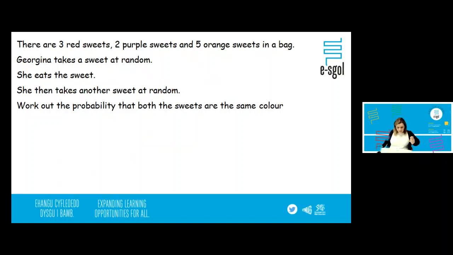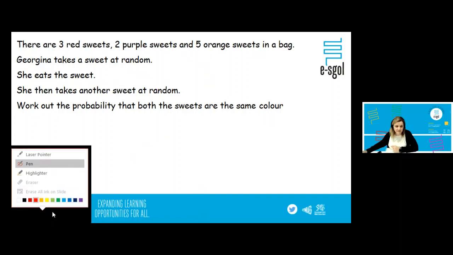Right then, so there are 3 red sweets, 2 purple sweets and 5 orange. Georgina takes a sweet at random, she eats a sweet, takes another sweet at random, work out the probability that both sweets are the same colour. Okay, so we've done similar things like this before, so if you pause the video, you should now be at a stage where you can confidently go on and answer this question.